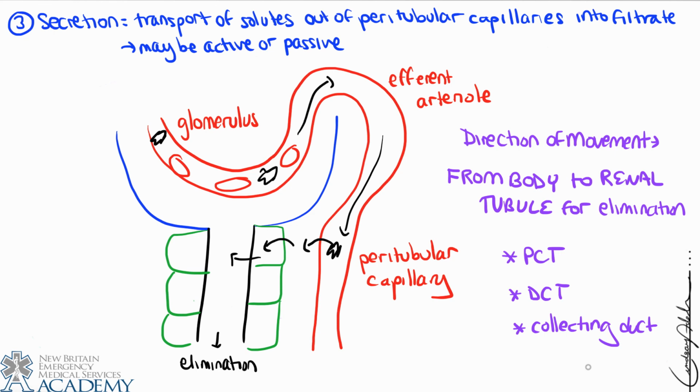And as we move forward, we're going to be talking about each segment very specifically. So Bowman's capsule, then the proximal convoluted tubule. And we'll talk about which stuff is moving in which place and exactly what transport mechanisms are available to make that happen. And then also how things like hormones affect what we do and don't eliminate.